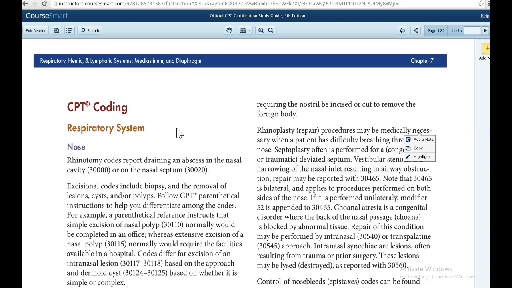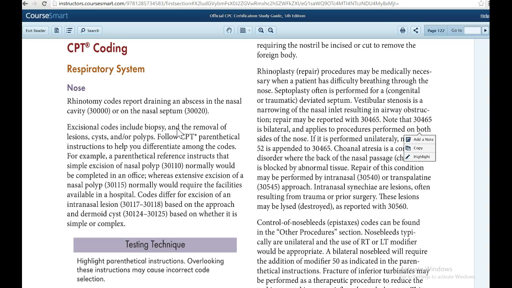And here's just the respiratory system, knowing the different things that are housed in your respiratory system. Another word for nosebleed, you all, is epistaxis. That is one that you probably will see.